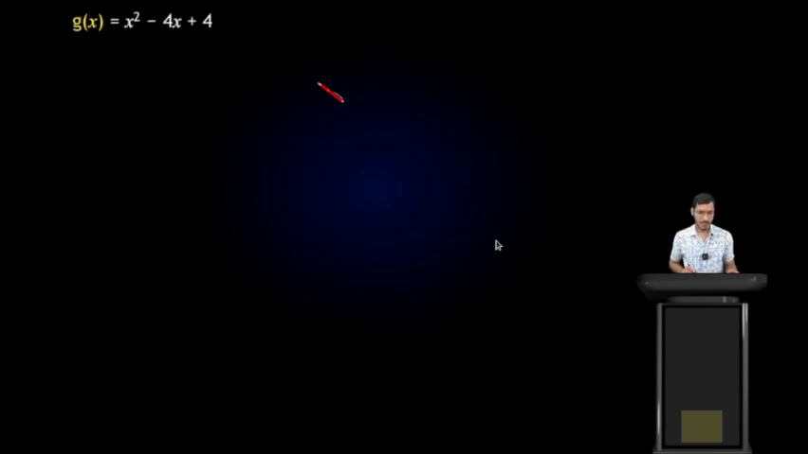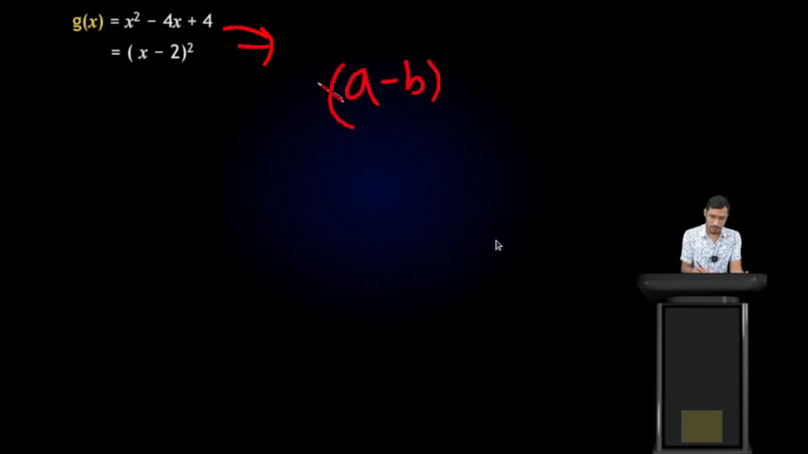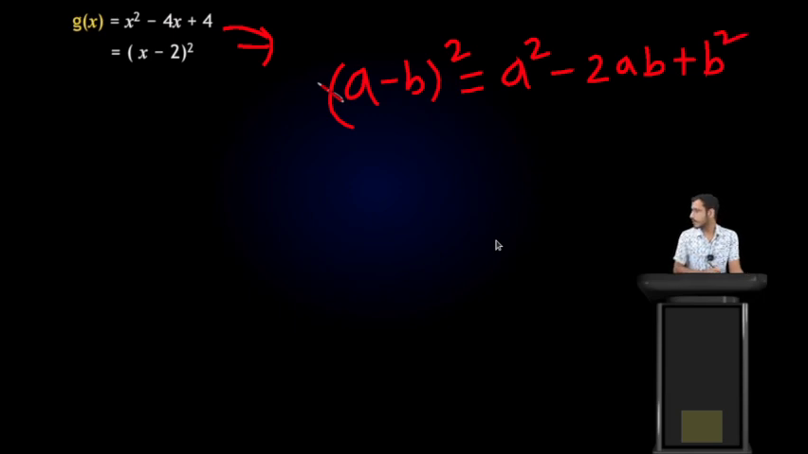So yes, now we have one more example. So x square minus 4x plus 4. So we will find the zeros of the polynomial. So x square minus 4x plus 4 is x minus 2 whole square. Okay, remember always the identity (a minus b) whole square, so that is a square minus 2ab plus b square. Here you can see the value of a, that is x here, and the value of b, that is 2 here.